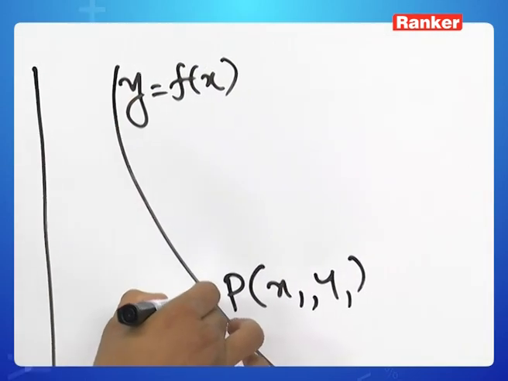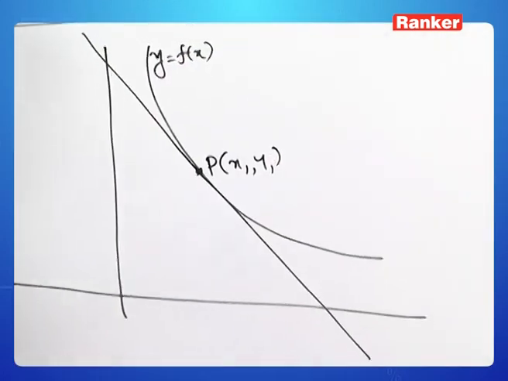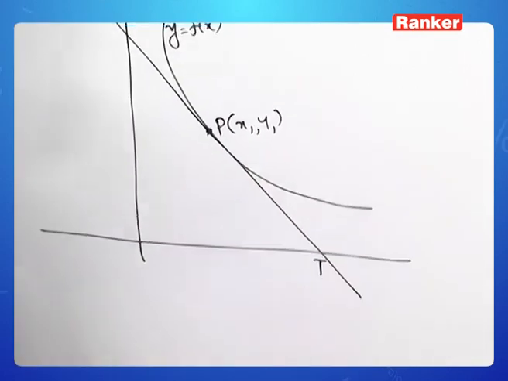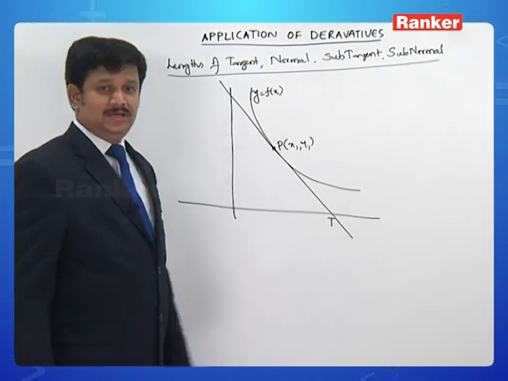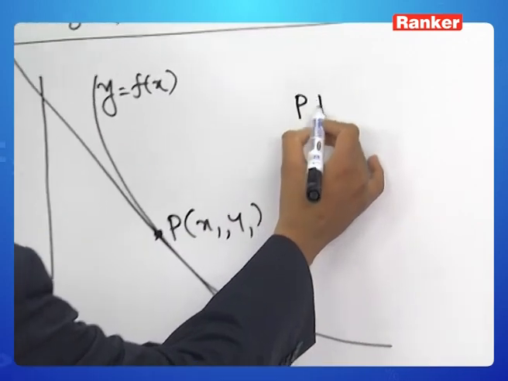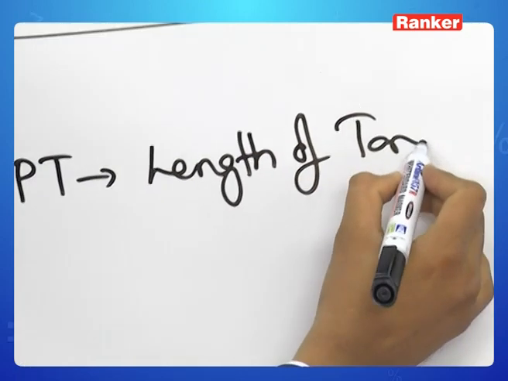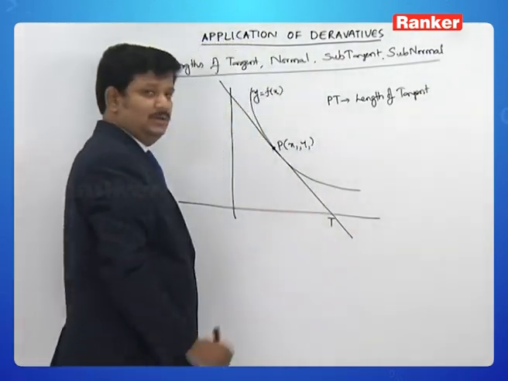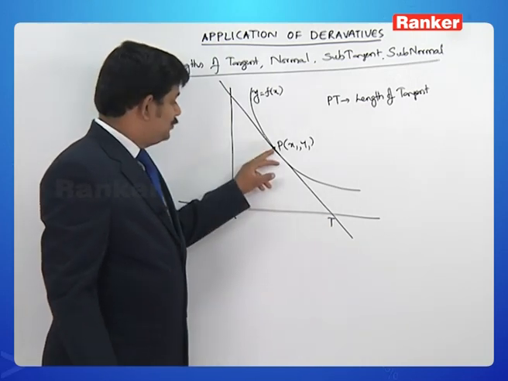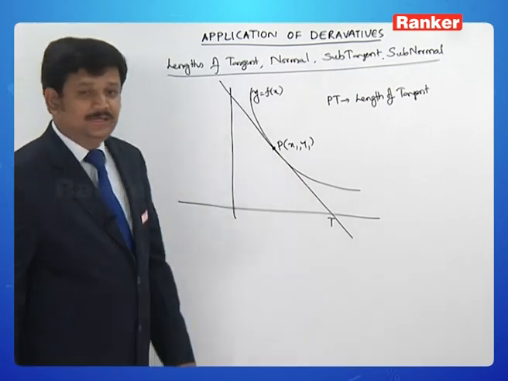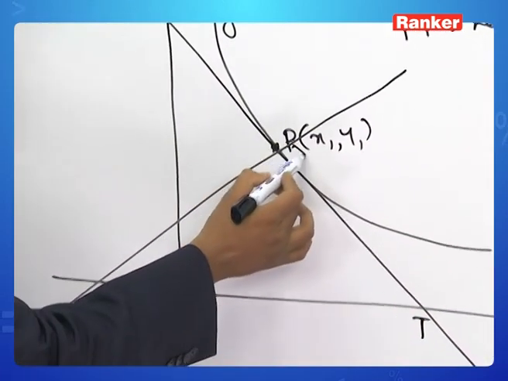Let us draw the tangent at the point P. And let us say this tangent at P cuts the x-axis at the point T. The length PT, where the tangent at P cuts the x-axis at T, this portion of length is called the length of the tangent. To find the length of normal, draw the normal at P.